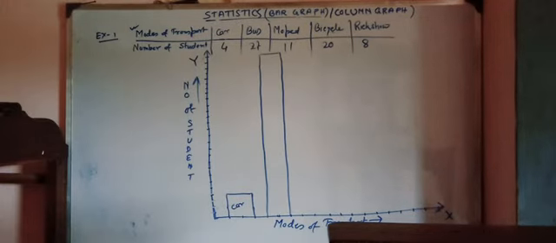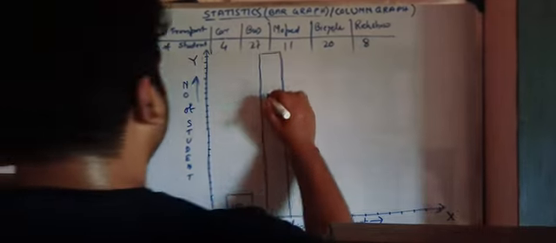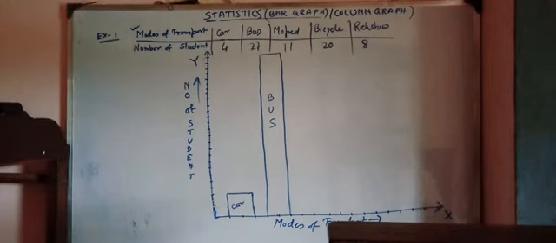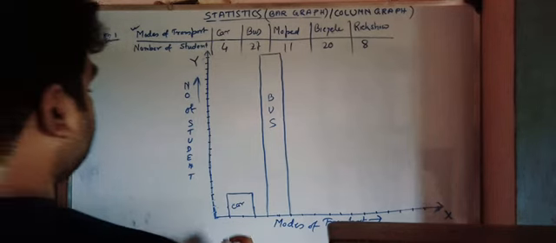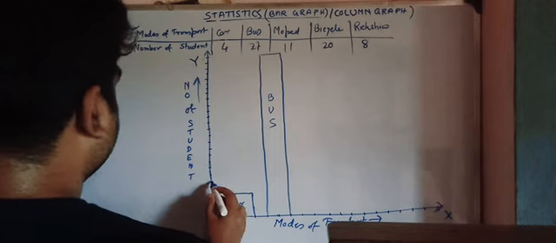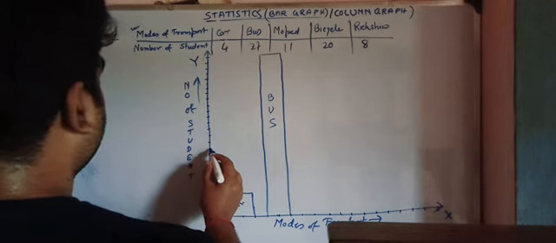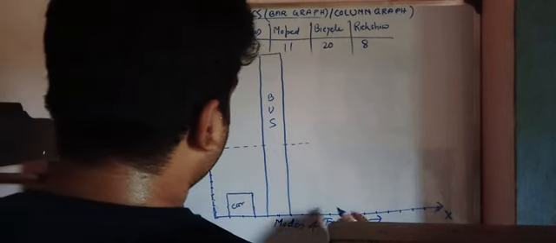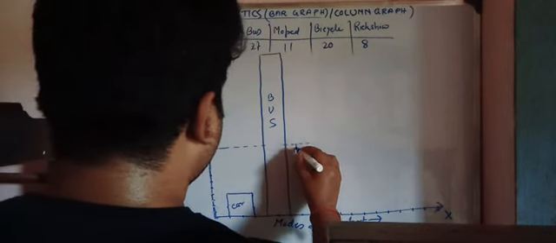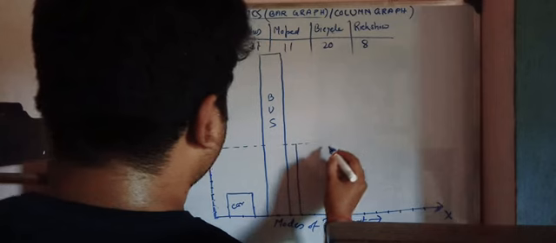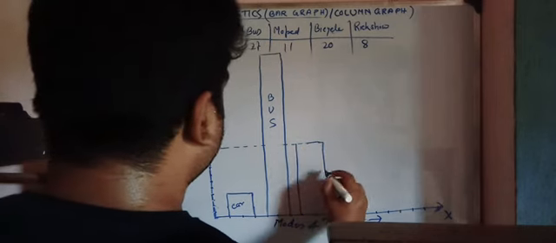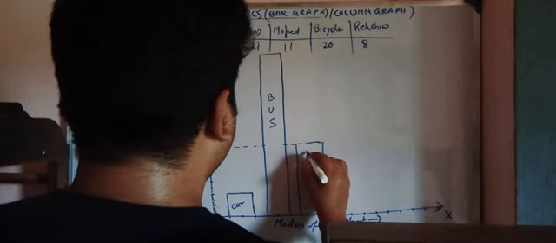Hope you are able to see. So this is by bus. We can write it by bus. Okay. Next, moped. Moped is 11. That is 11. 1, 2, 3, 4, 5, 6, 7, 8, 9, 10, 11. This is my 11. So the level should be like there. So we should start from here. This is by my moped.